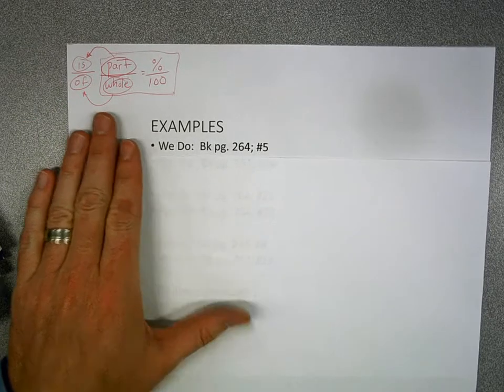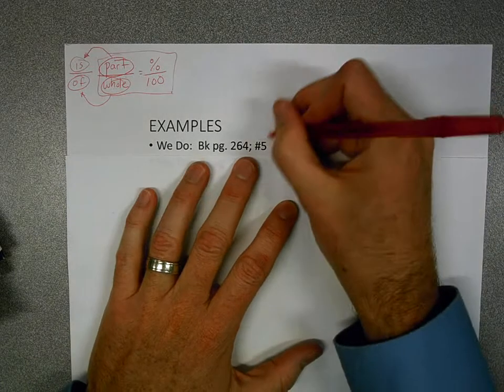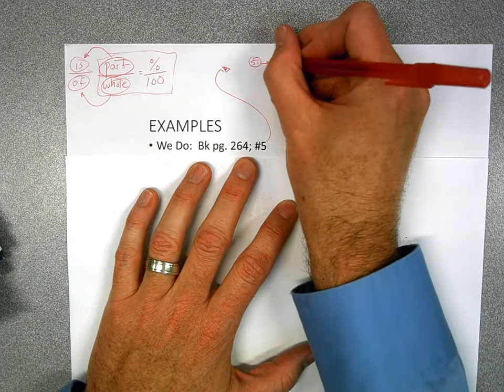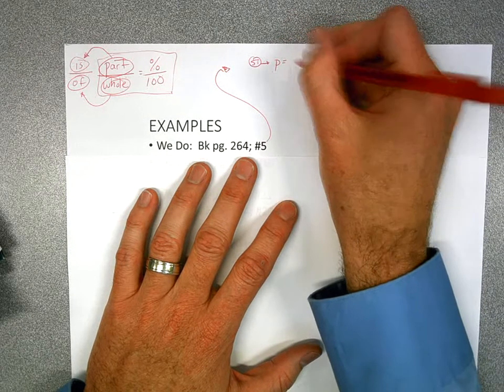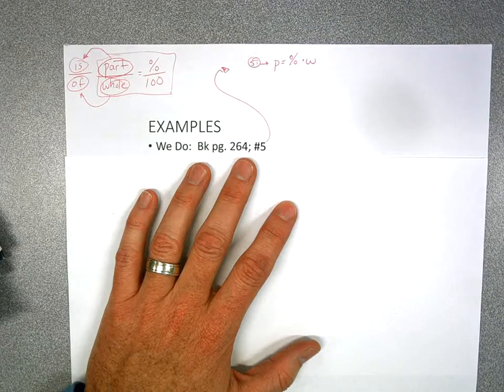Now, with that said, if we take a look at problem number 5, it says 55 is 20% of what number? So here's what we're going to do. Step 1, write your percent equation. Part equals percent times the whole.